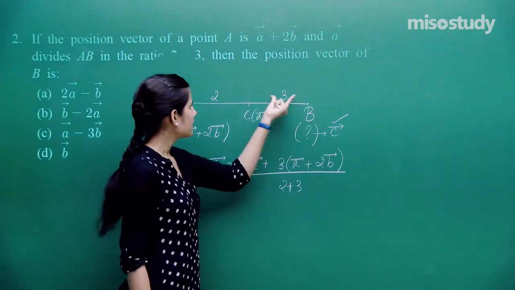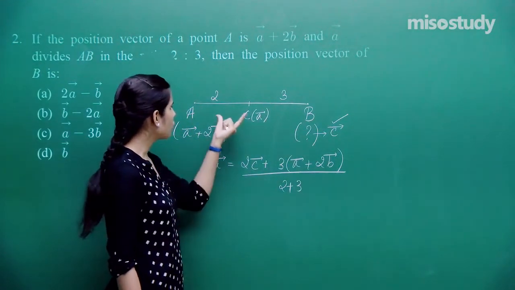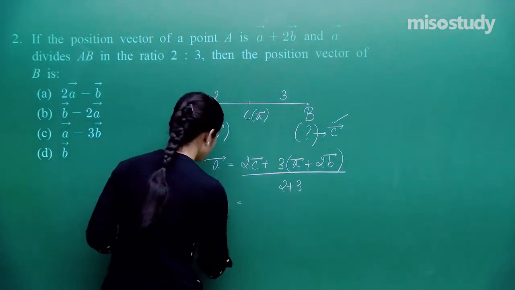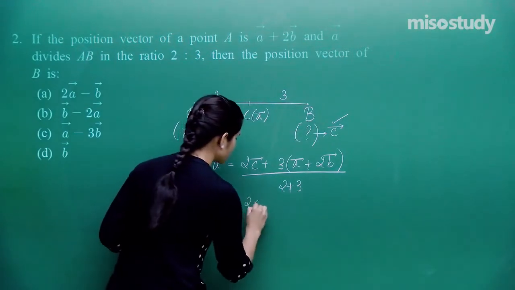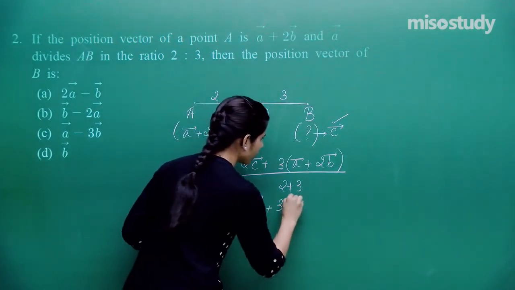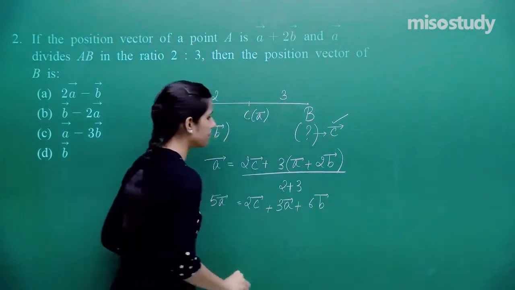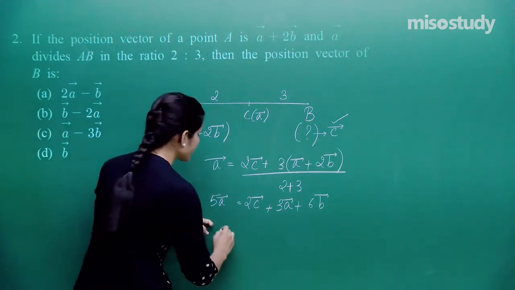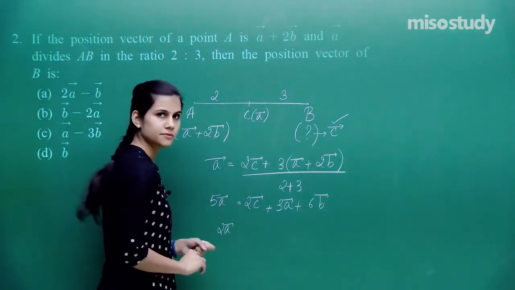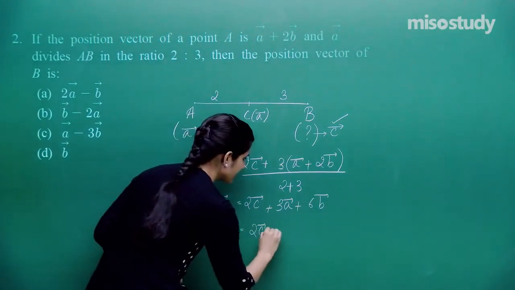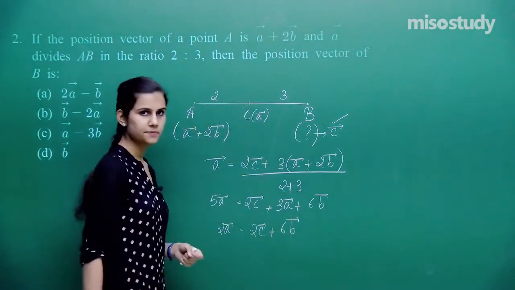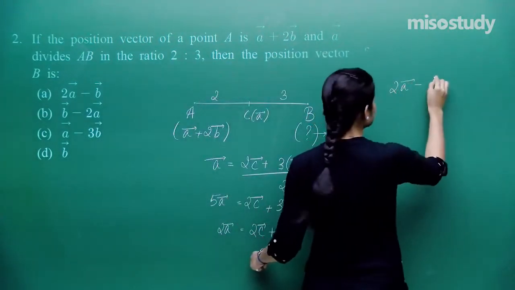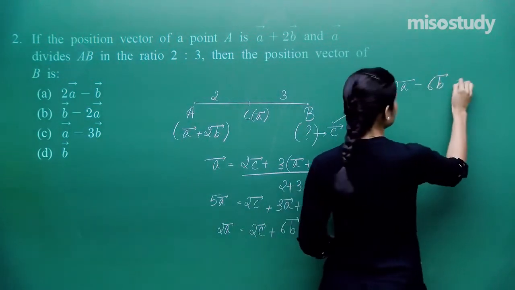Twice of C vector plus thrice of A vector plus twice of B vector, whole upon 2 plus 3. That is what the section formula is. So from here you get, this is 5. So 5 times A vector is equal to twice of C vector plus thrice of A vector plus 6 times B vector. So now 5 times A vector minus 3 times A vector gives you twice of A vector. Twice of A vector is twice of C vector plus 6 times B vector. So this gives you twice of A vector minus 6 times B vector is equal to twice of C vector.